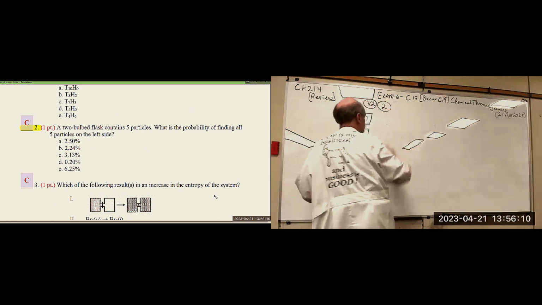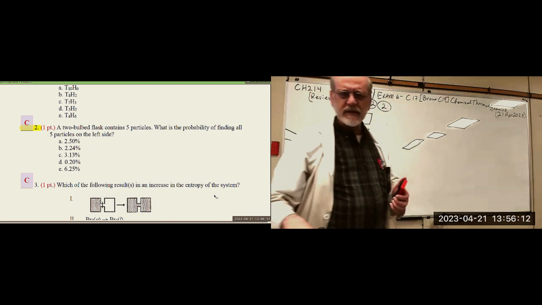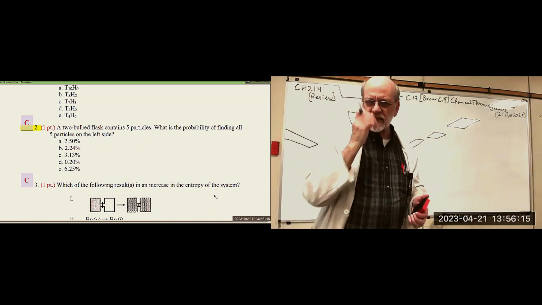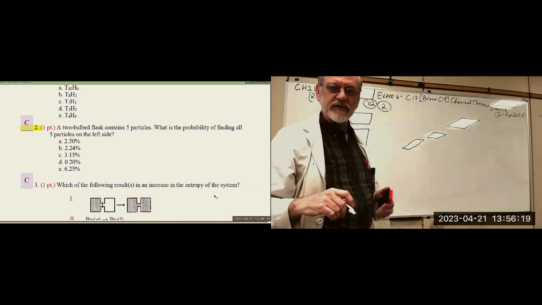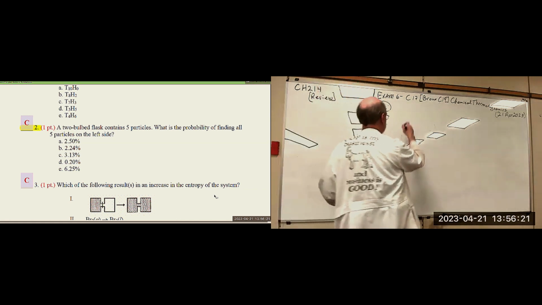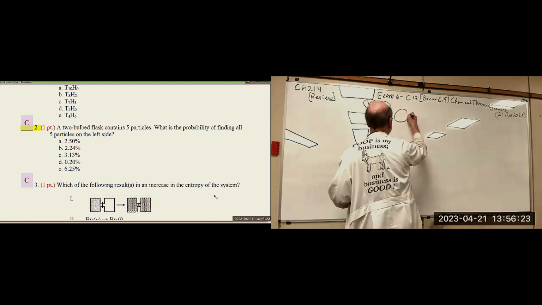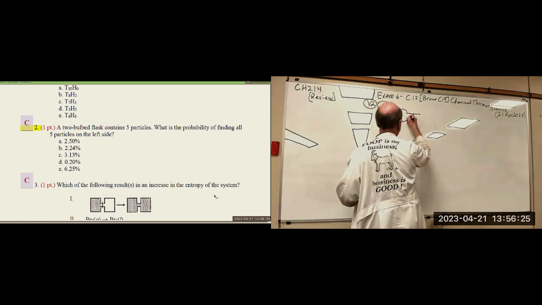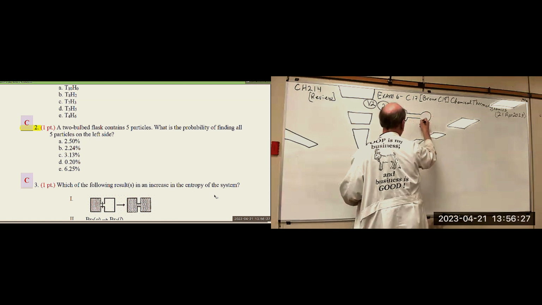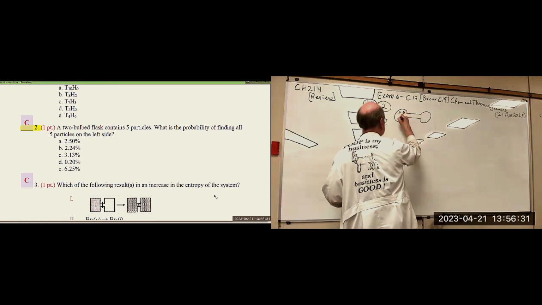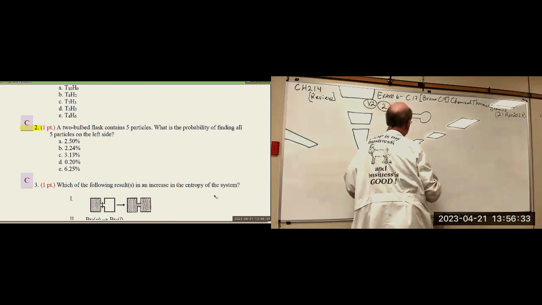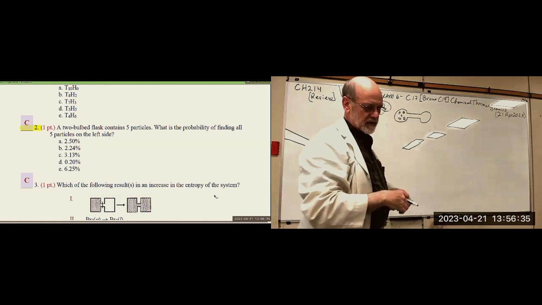It's like a little probability here. A 2-bulb flask contains 5 particles. What's the probability of finding all 5 particles on the left side? We've got a 2-bulb flask and 5 particles, A, B, C, D, and E. What's the probability of finding them there?